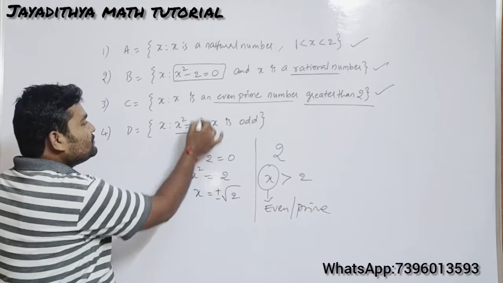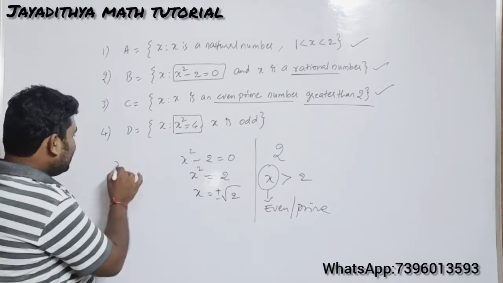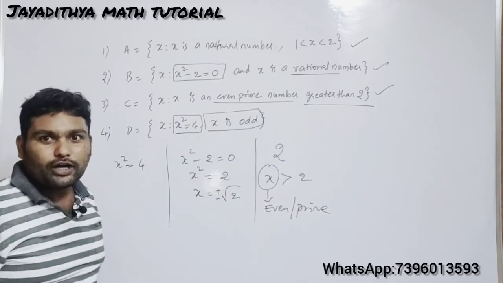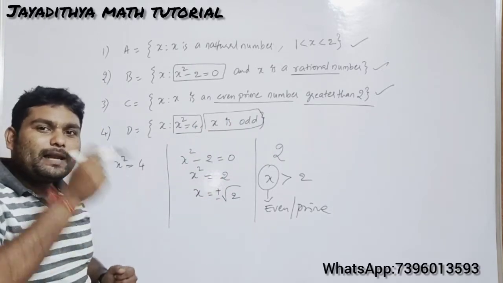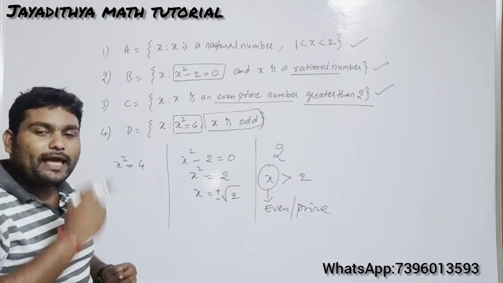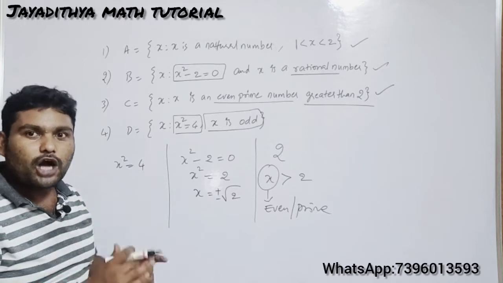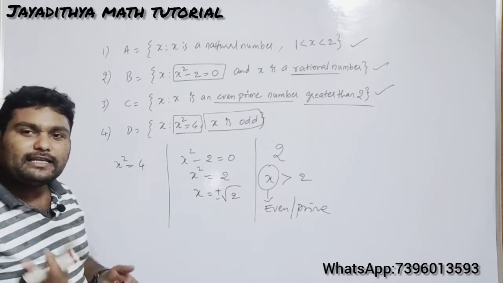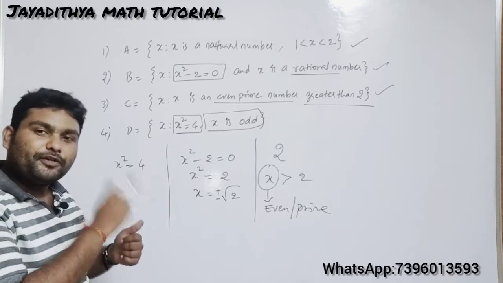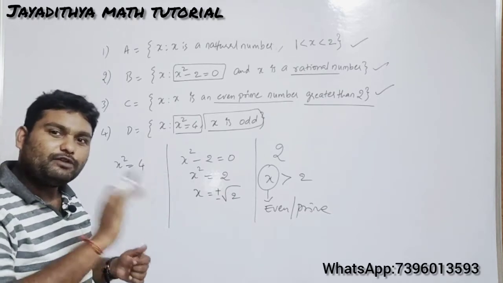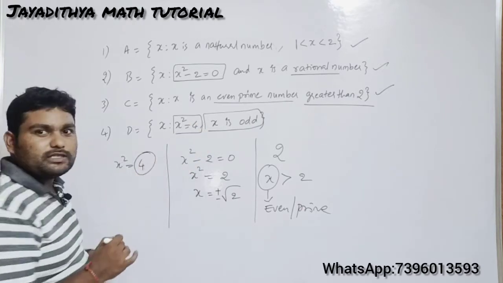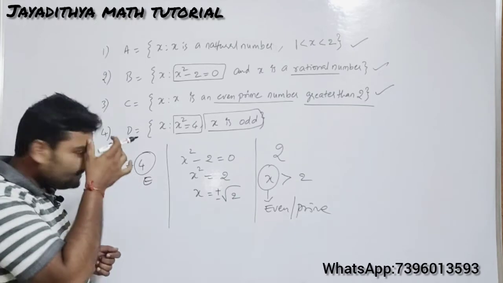The set of x such that x square is equal to 4, and x is odd. So you should know one basic condition: the square of an even number will always be even, and the square of an odd number will always be odd. You can check it. 3 is odd, and 3 square is 9, which is also odd. 5 is odd, 5 square is 25, which is also odd. But here we have x square equal to 4, which is even.